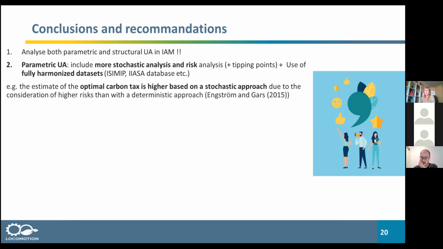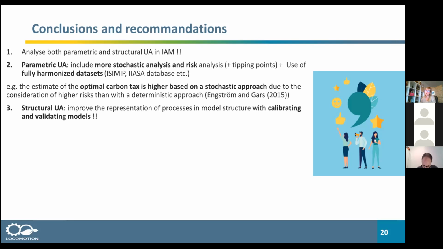But an example of why stochastic analysis can be useful is this study from Engstrom and Gars, where they showed that the optimal carbon tax was higher based on a stochastic approach because they considered higher risk than with a deterministic approach. So this can be one of the reasons to use stochastic methods.